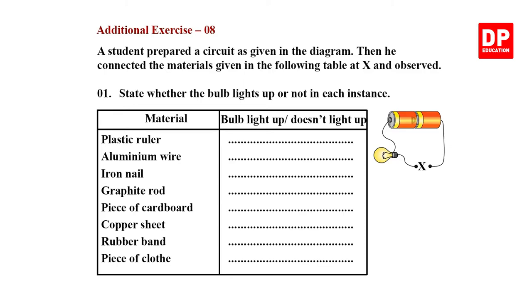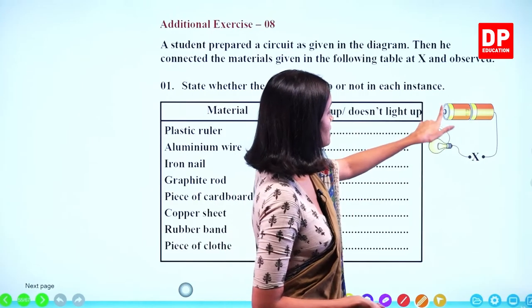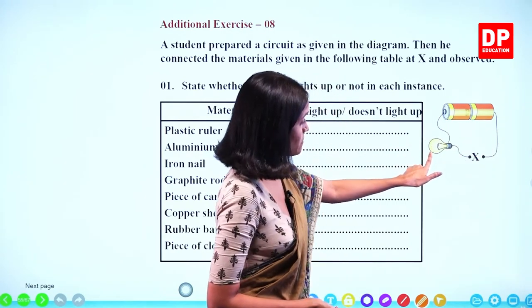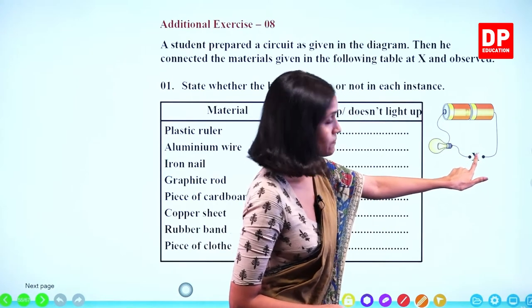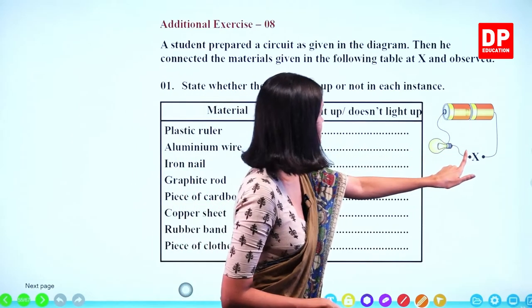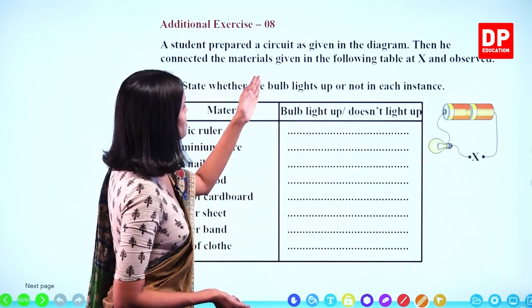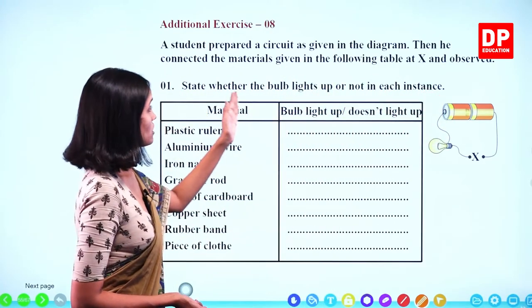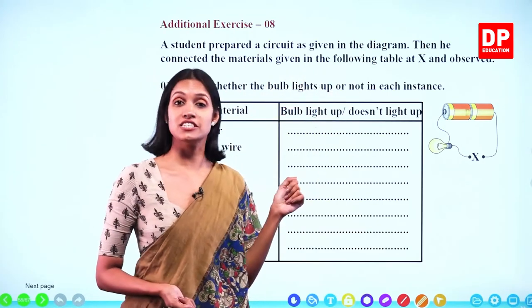Exercise 8. The student prepared a circuit as given in the diagram. Look at this. Do you remember we did the exact same experiment? Then he connected the materials given in the following table at X. You can see there are two dry cells, connective wire, and a bulb. And there's a gap called X. So he placed these materials in this gap and observed. State whether the bulb lights up or not in each instance.